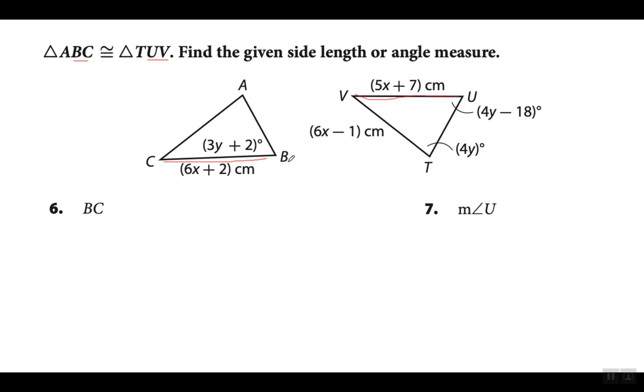Okay, so I'm going to set it up. Make sure you don't confuse these two. Since we're talking about a side, the side is measured in centimeters. This right here is angle B because it's measured in degrees. So don't confuse the two. If it's measured in degrees, it has to be an angle, not a side. So side BC is 6x plus 2.